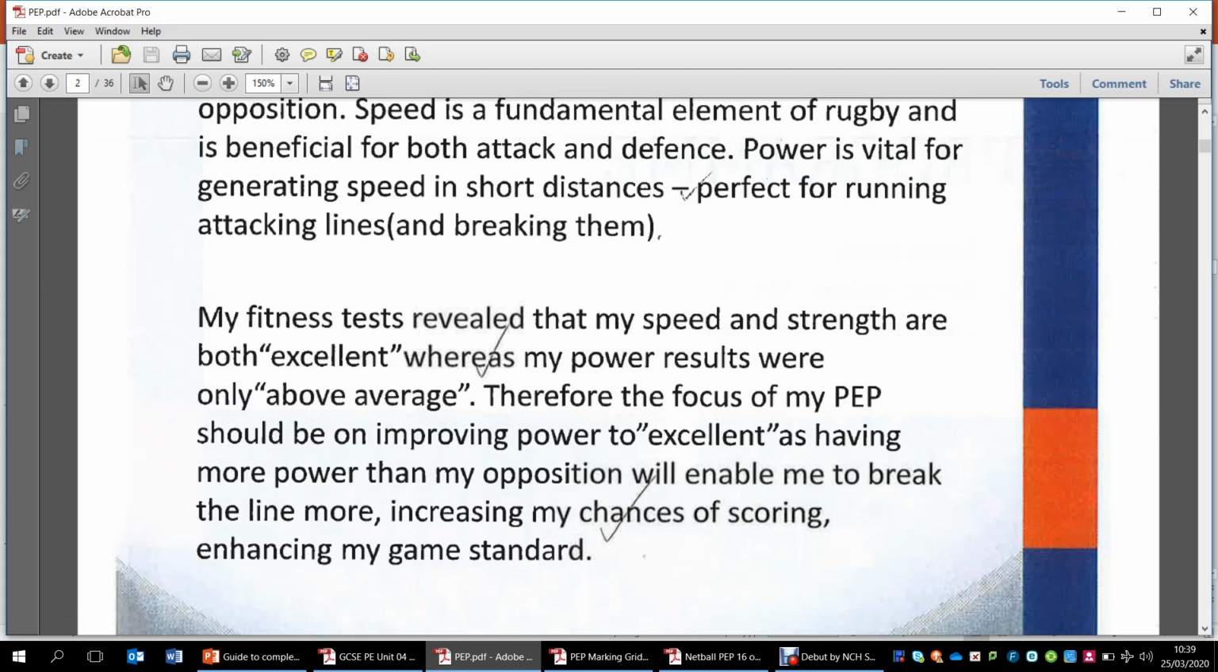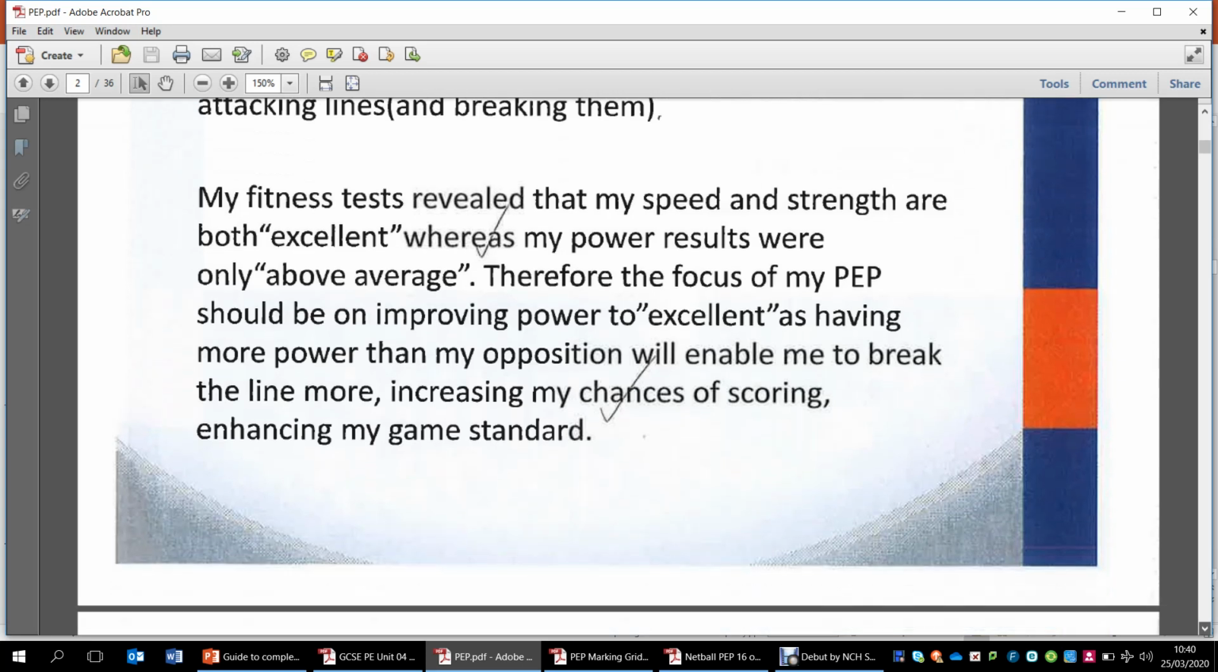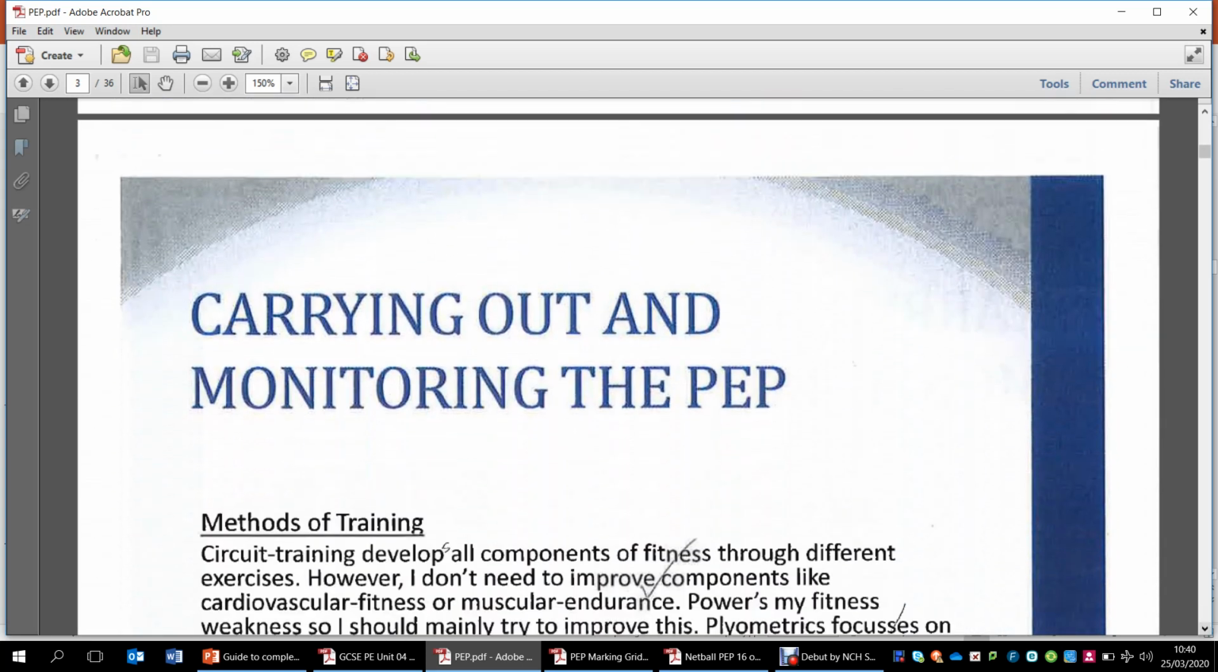So what they've done here is quite clearly they've said my fitness tests revealed, and they've showed how they compared to the national average, said that speed and strength were excellent, whereas power was slightly less effective. Therefore, the focus of my PEP should be on improving power, making it excellent, as having more power than my opposition will enable me to break the line more, increasing any chances of scoring and enhancing my game standard. So what they've done there is that interpretation, they've linked it back to performance, saying that if I did improve my power, I would be able to break the line more, increasing my chances of scoring. So that's linked to performance directly. That's a really good example of that.